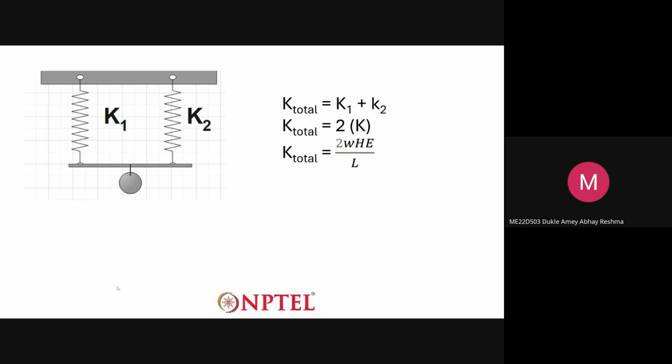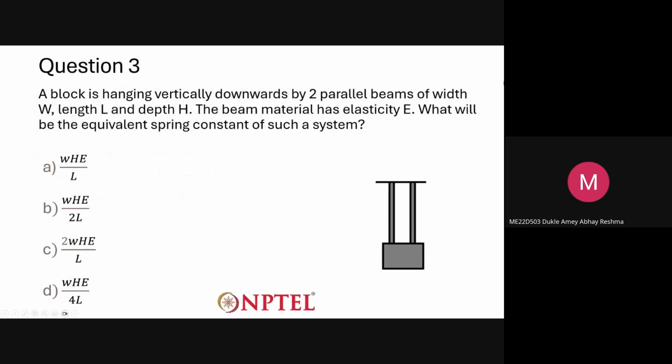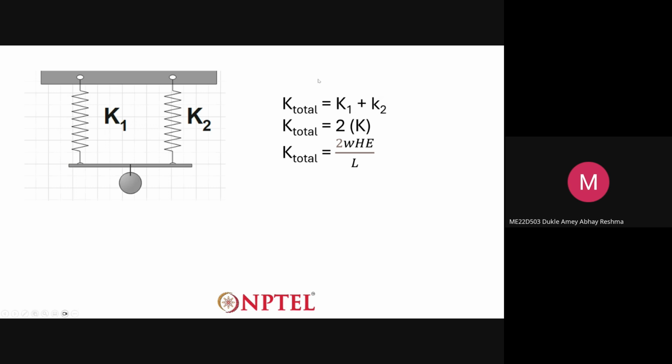So the total spring constant is 2 into K. The formula for K is W H E upon L. L is the length, H is the depth, and W is the width. So W into H gives you the cross sectional area. E is the elasticity modulus, and L is the length. So this is the answer to the question.